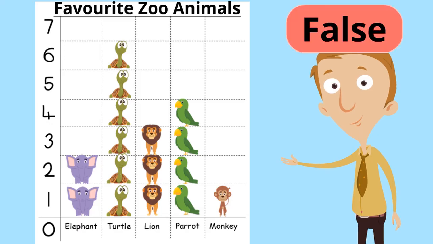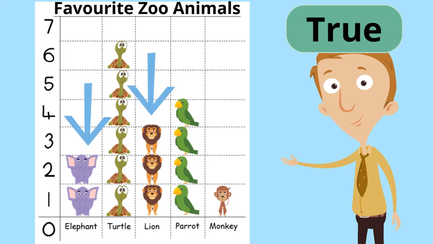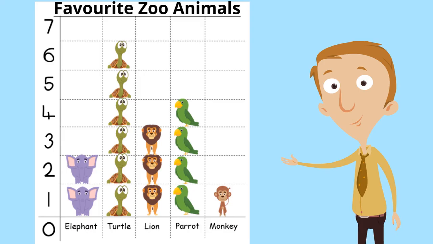Well, that is of course false. The turtle is the most popular animal. Question 2. More people like lions than elephants. True or false? Pause the video. Write down your answer. Well, the answer, of course, is true because lions was 3 and elephants only 2 people picked.